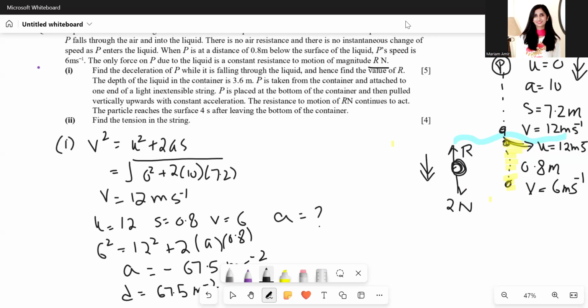Let's use the formula. Forward force minus backward force is equal to ma. So 2 minus R is equal to m times a, which was negative 67.5, which gives us 15.5. Solve this, get R is equal to 15.5 newtons.